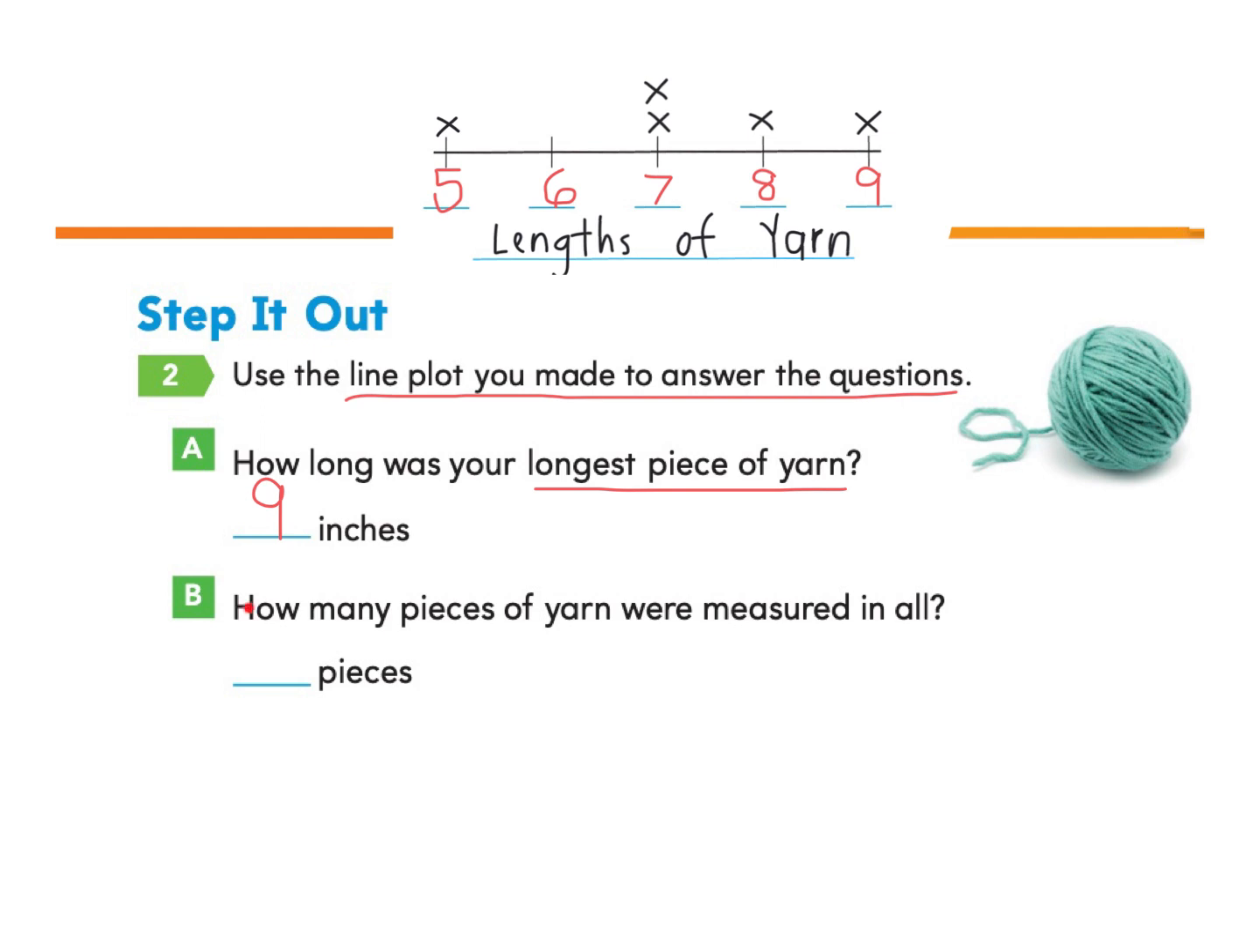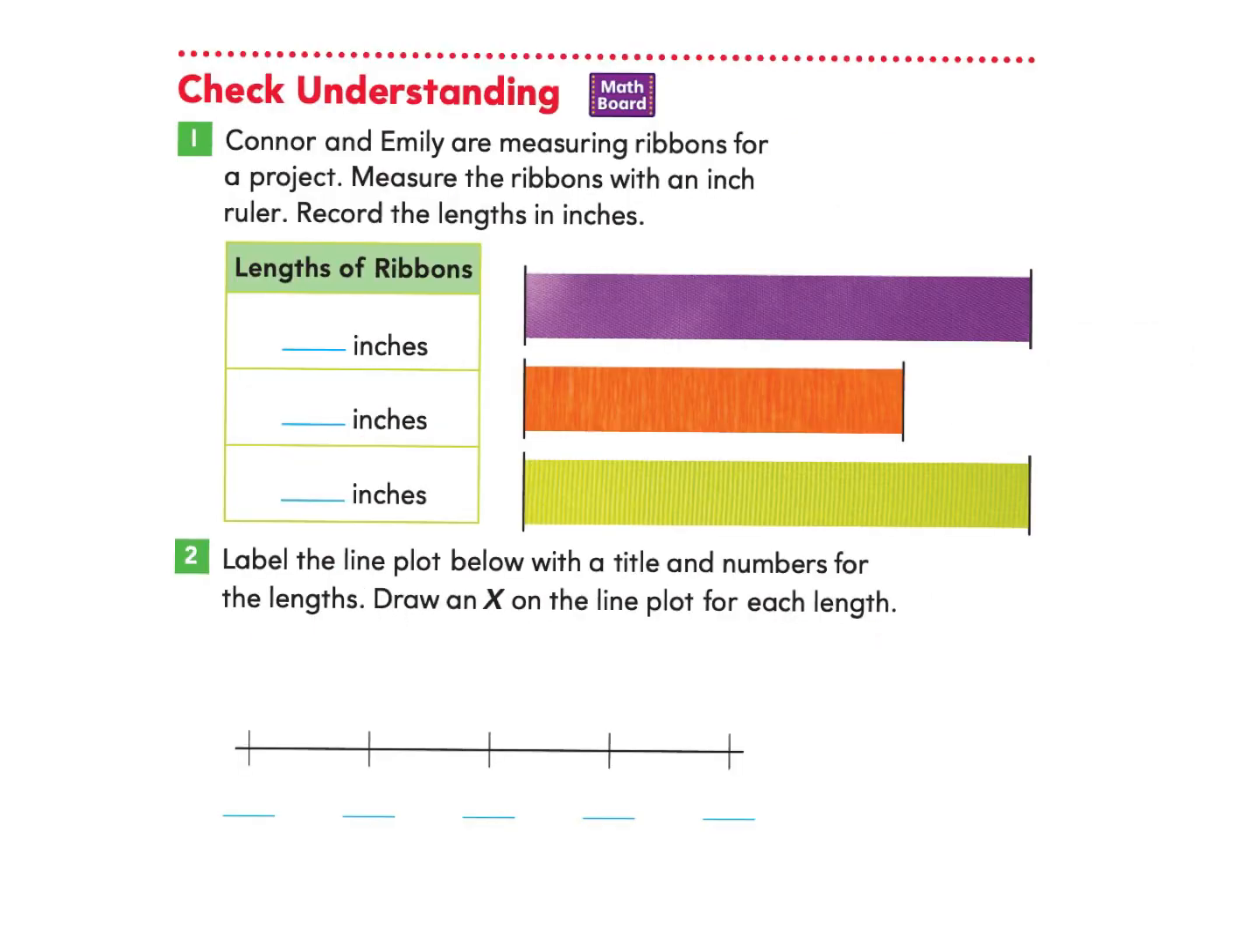Let's take a look at Part B. How many pieces of yarn were measured in all? So that means how many of those pieces did we record, or how many X's do we have? Let's see. 1, 2, 3, 4, 5. We measured 5 pieces of yarn. So we're going to go ahead and write that in here. Nice job. Let's take a look at the check for understanding.